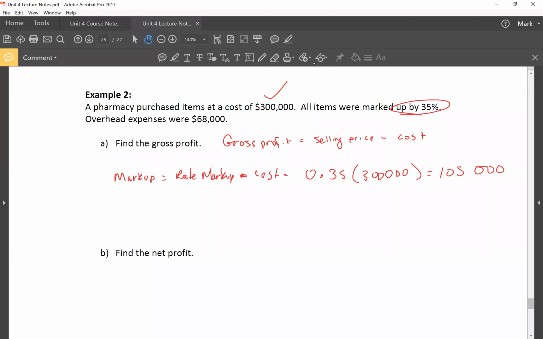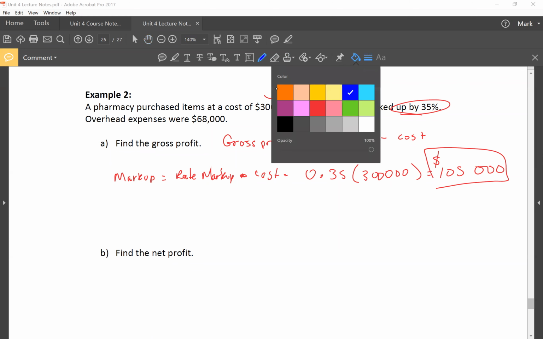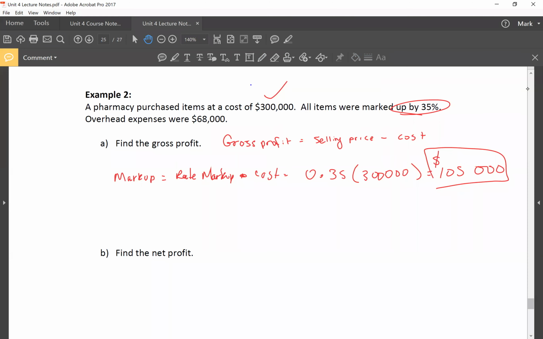Now, why is this my answer? I mentioned this earlier, so I have done this already. My markup is the same as my gross profit. So I'm just going to write here: gross profit same as markup. But if you don't believe me, I can prove this to you. And you do not need to write this down.